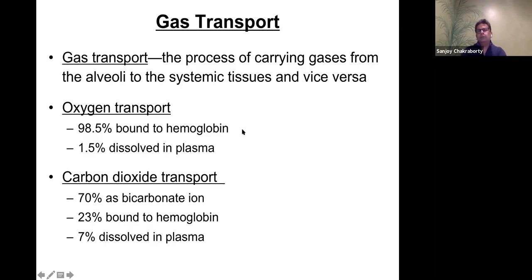When oxygen binds with hemoglobin, we call that oxyhemoglobin. When hemoglobin is bound with oxygen, we say hemoglobin is saturated. When carbon dioxide binds with hemoglobin, by the way, we call it carbaminohemoglobin. So when oxygen binds, we call it oxyhemoglobin; when carbon dioxide binds to the hemoglobin, we call it carbaminohemoglobin. They bind in a slightly different way. We are going to talk about that later.